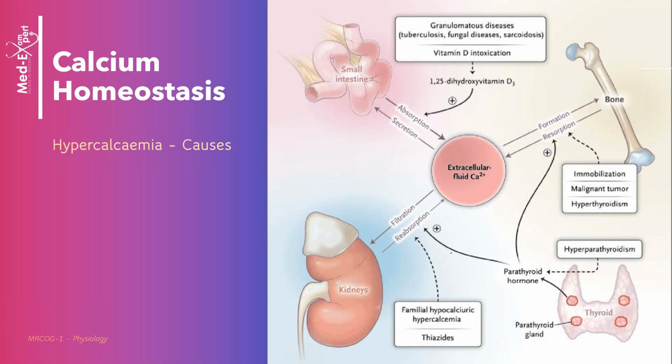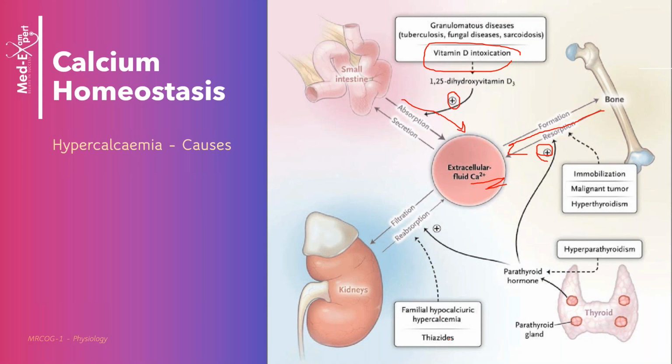This diagram shows the most important causes. Here, the granulomatous disease like TB, fungal disease, sarcoidosis, leading to vitamin D intoxication. So it will lead to increase, like see here, stimulation of the absorption of calcium. The immobilization, malignant tumors, hyperthyroidism, increase the bone resorption. So this also will increase the calcium level.